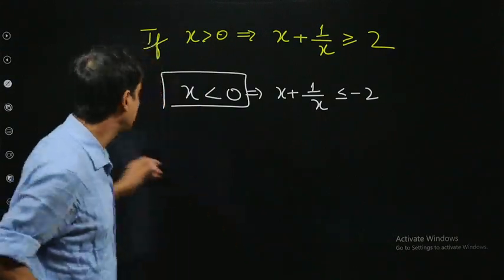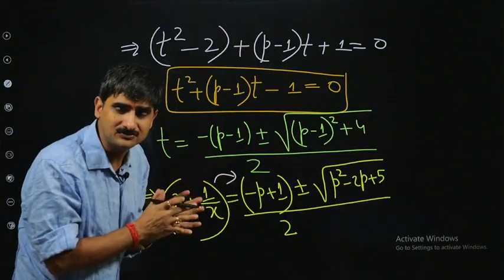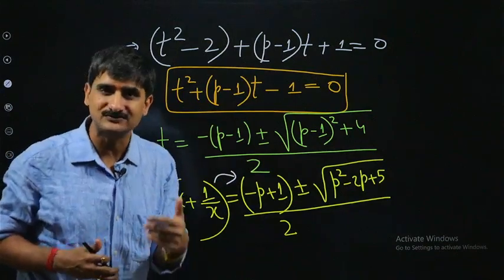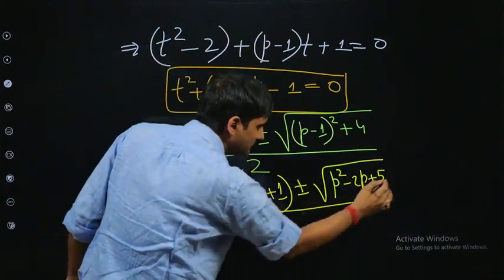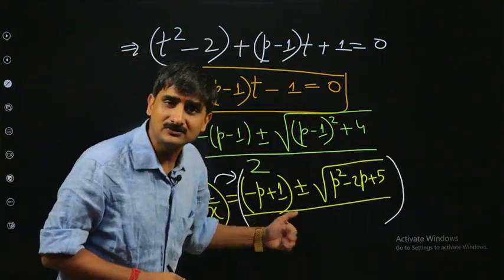What does that mean? That means if you are claiming that this equation has any real root, I am talking about just real roots, then this should be either greater than or equal to 2 or it should be less than or equal to minus 2.